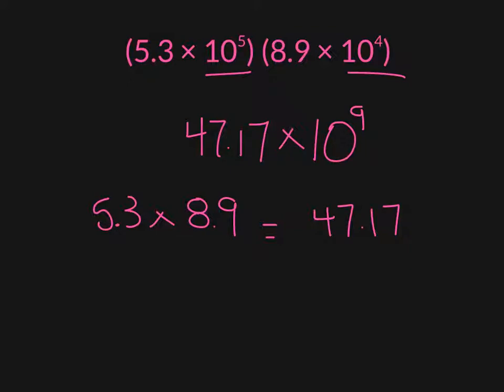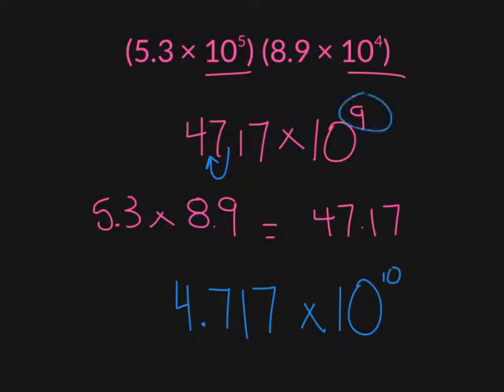We need to have one leading digit, so I'm going to shrink my number by dividing by 10, so 4.717 times 10, and since I divided by 10, I would need to multiply by an additional 10 to get my answer. So instead of to the 9 power, it becomes to the 10 power. If we divide by 10, we would have to multiply by an additional 10. So that's my answer. Let's look at one in division.